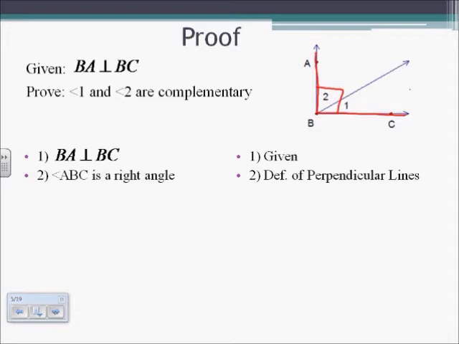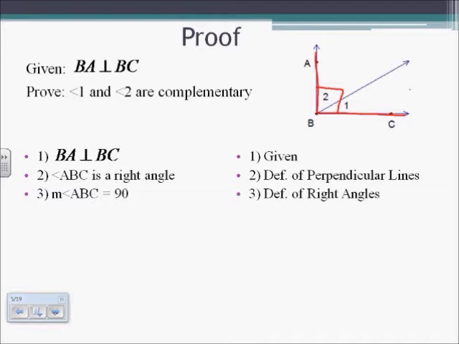Alright, well, if ABC is a right angle, we need to somehow connect ABC with 1 and 2 and also what it means to be a right angle. Well, if we know it's a right angle, we know that the measure of ABC is equal to 90 degrees. That's by definition of a right angle. This is a key point here.